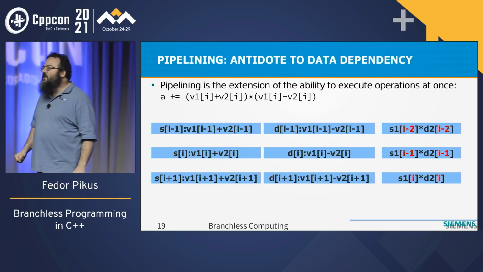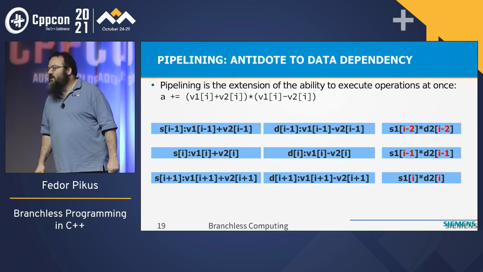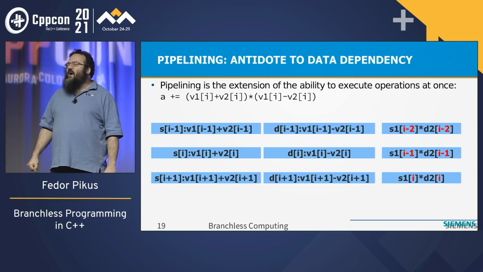Why is the computation of I minus 1 not a data dependency for accessing that index? Oh, I see, okay.